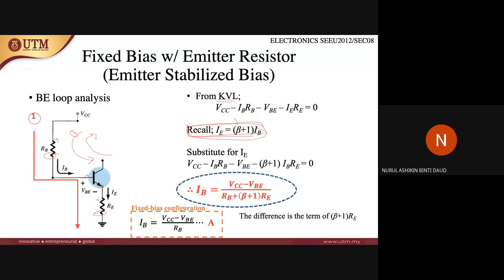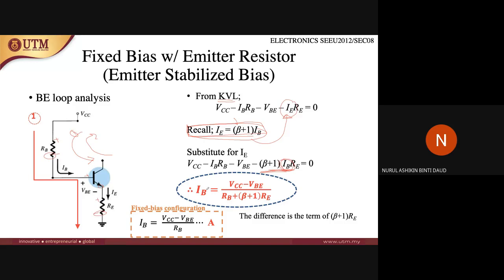Once you get this, we need to substitute IE into this equation. Once you replace it, it's going to be like this. From here, you rearrange the equation and you can find the value of IB. So IB equals VCC minus VBE divided by the resistor value at the base, RB, plus beta plus 1 times the resistor at the emitter, RE.